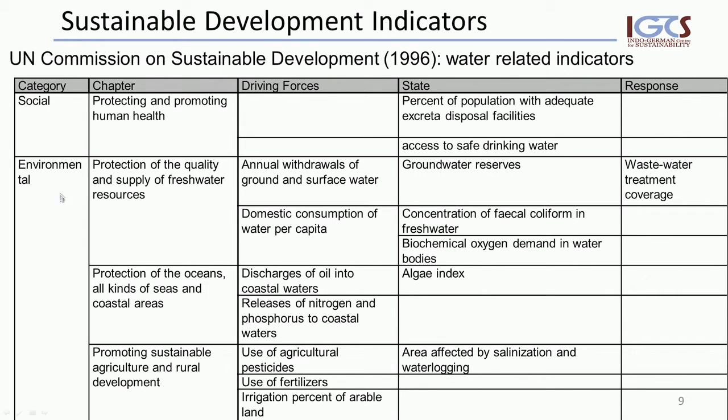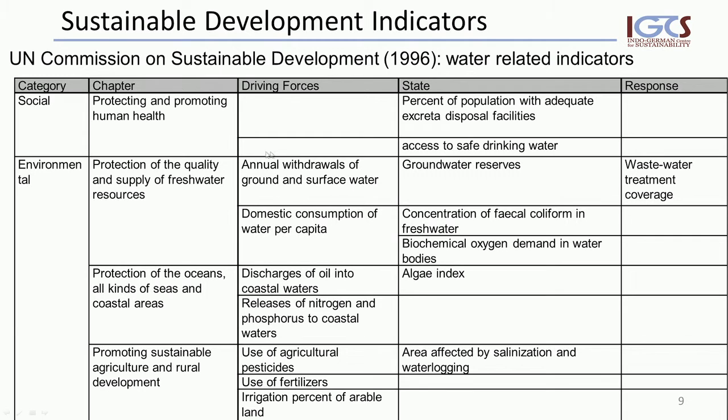And then we have here categories, the social, environmental, and for each of those we have different, what I call chapters: protecting and promoting human health, protecting water quality and supply of fresh water, protection of oceans and any kinds of seas and coastal areas, promoting sustainable agriculture and rural development.